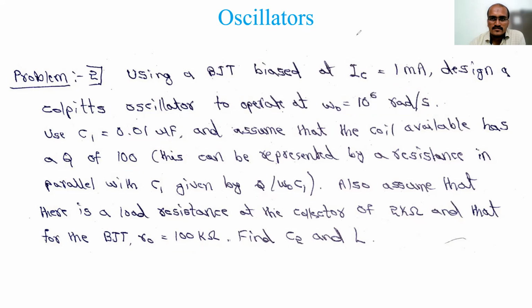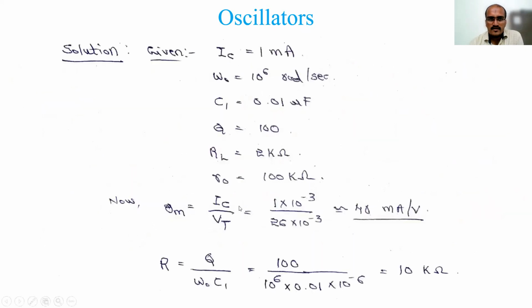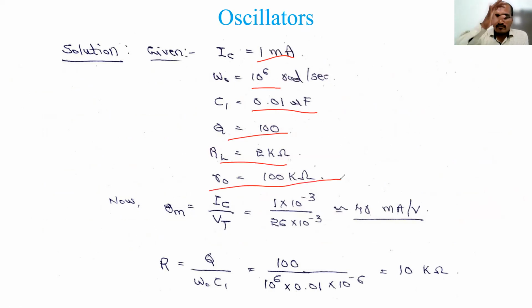So how to solve that first? First, we'll write down all the given things. Okay, what are the values given? So IC equal to 1 milliamp. Then omega naught is 10 to the power 6 radian per second. C1 is 0.01 microfarad. Q is 100, RL is 2 kilo ohm, and R0 equal to 100 kilo ohm. Okay, so straight away we have to use the formula and do the analysis.